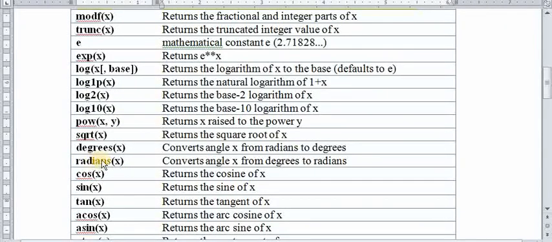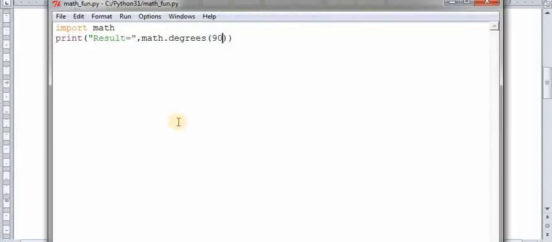So the next function is radians. What is the role of the radians function? It converts angle x from degrees to radian. If you are converting radians to degrees, then you have to use the degrees function, and if you want to convert degrees to radian, for this you use radians. Okay, write down here radians.